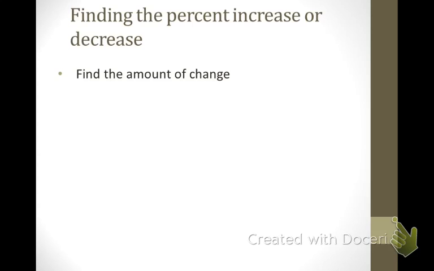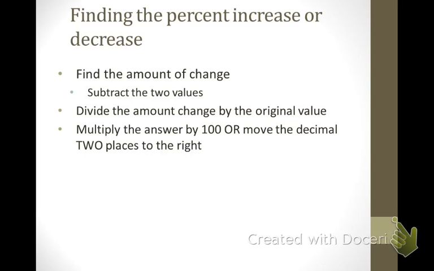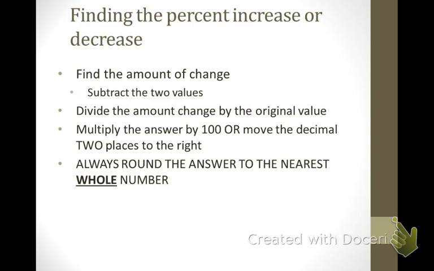So to find the percent increase or decrease, we need to find the amount of change. We need to subtract those two values. That's how we're going to find the amount of change. And then we will divide the amount of change by the original value. This is really important that we always divide by the original value. And once you do that, then you're going to multiply the answer by 100, which is the same thing as moving the decimal 2 places to the right. This is kind of a review of what we did yesterday. And we're always going to round the answer to the nearest whole number.